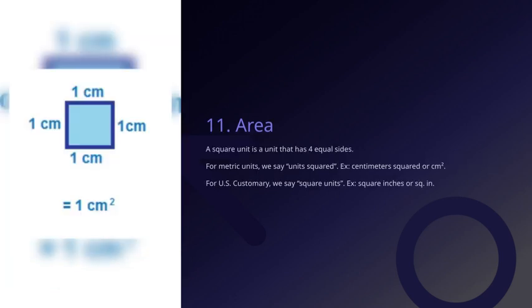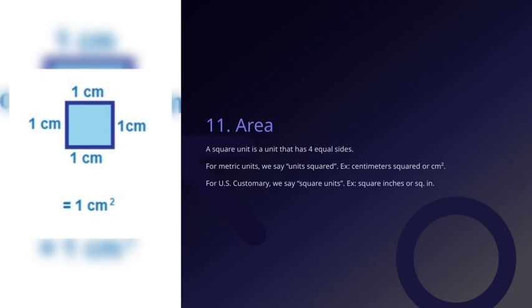Now let's talk about the concept of area. A square unit is a measurement that has 4 equal sides, which means it covers a perfect square shape. When we measure area, we're essentially looking at how much space something takes up. For metric units, we say units squared, like centimeters squared, written as cm2. This helps us understand the area in metric terms.